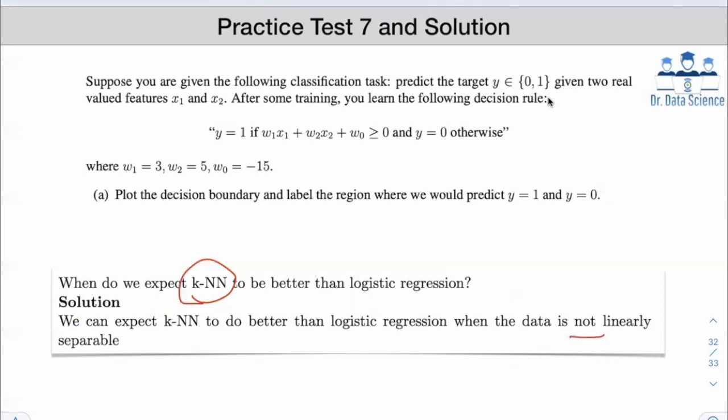right? Because in that case, let's say we have a data set where we have one class here and then the other class here, right? Obviously, there is no way we can find a line to separate these classes because you need something more nonlinear, right? So in that case, k-nearest neighbor can be a much better candidate than logistic regression. So that's why it's very important, specifically for machine learning exams, to understand the underlying hypothesis or model behind machine learning methods.